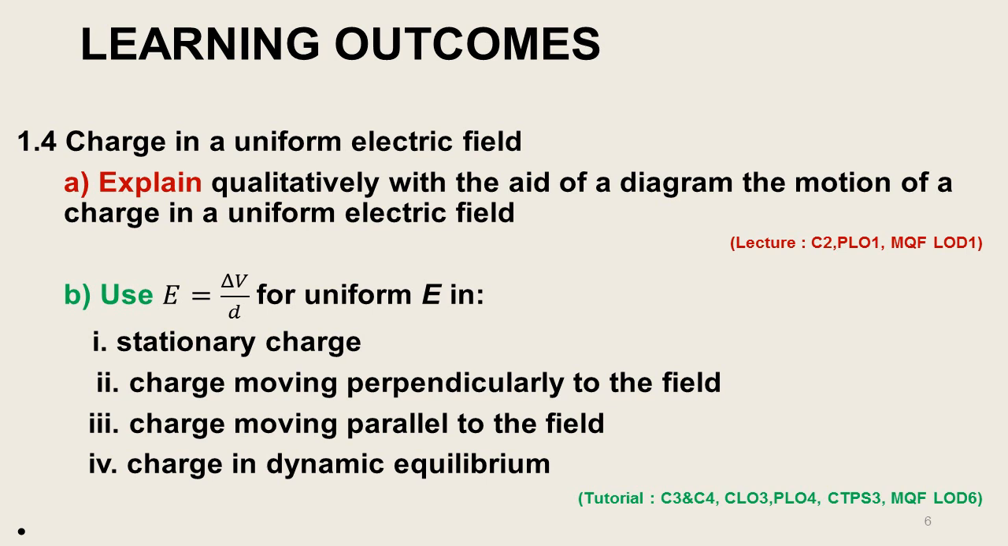Lastly, the learning outcomes for 1.4 charge in a uniform electric field. a. Explain qualitatively with the aid of a diagram the motion of a charge in a uniform electric field. b. Use E equal to delta V over d for a uniform E in: 1. stationary charge, 2. charge moving perpendicular to the field, 3. charge moving parallel to the field, 4. charge in dynamic equilibrium.